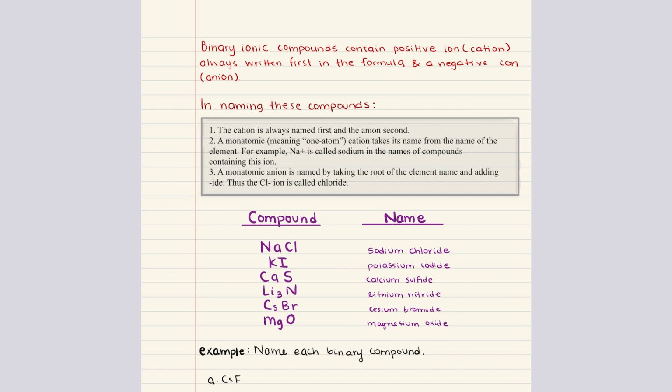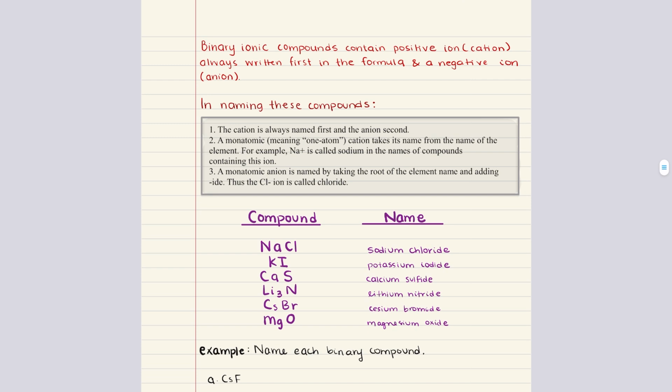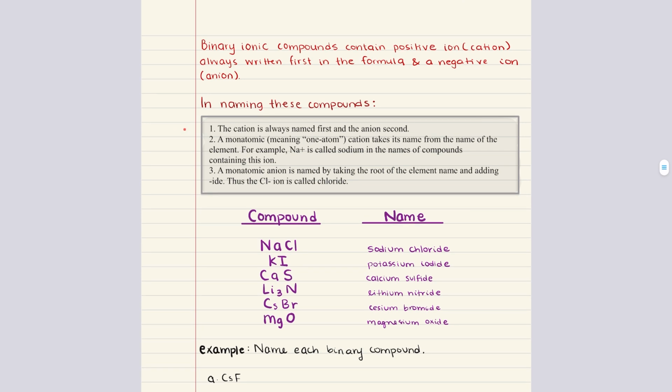When naming these compounds, we follow three key steps. The first step is that the cation is named first, and it's going to be named using the same name as the element. For example, Na+ is simply called sodium in the compound name. Then the second step is that the anion, the nonmetal, is named second, but we modify the ending of the element's name by replacing it with -ide. For Cl-, we call it chloride instead of chlorine.